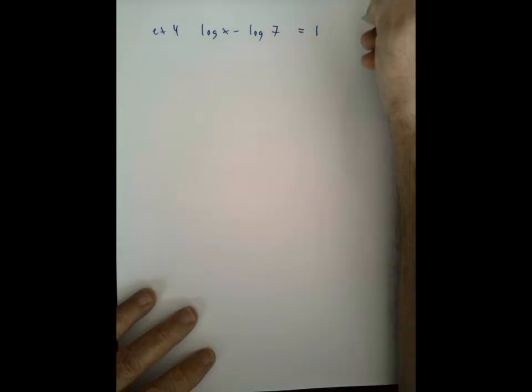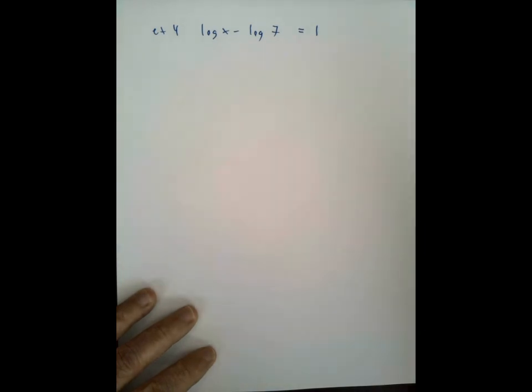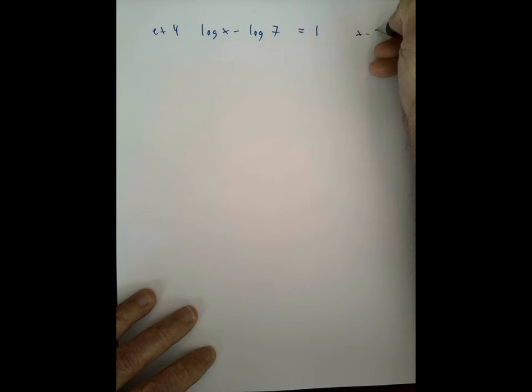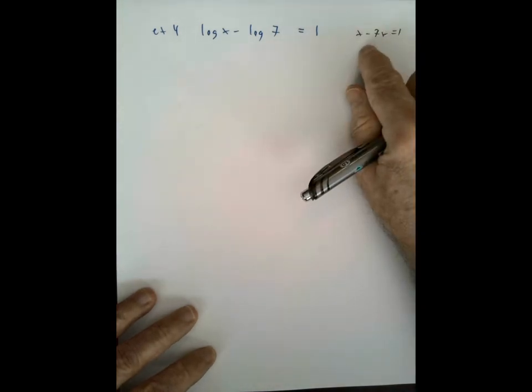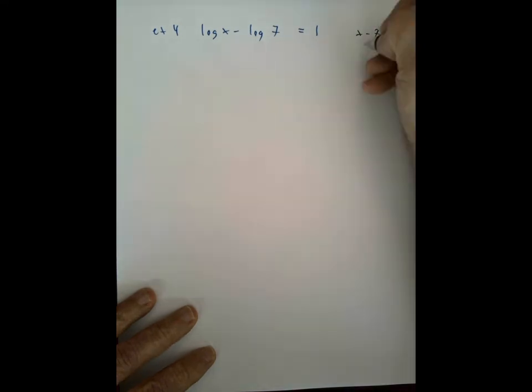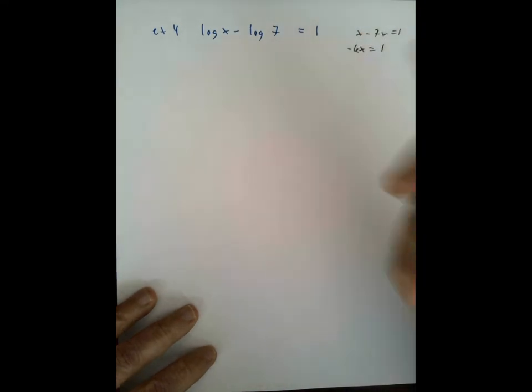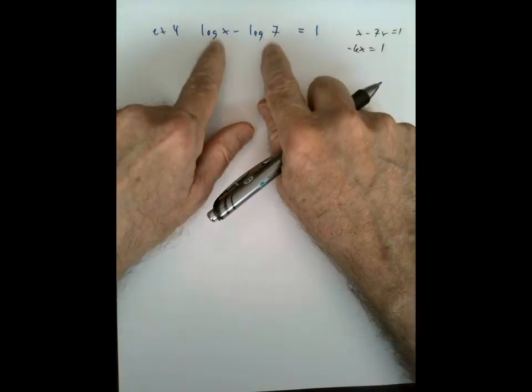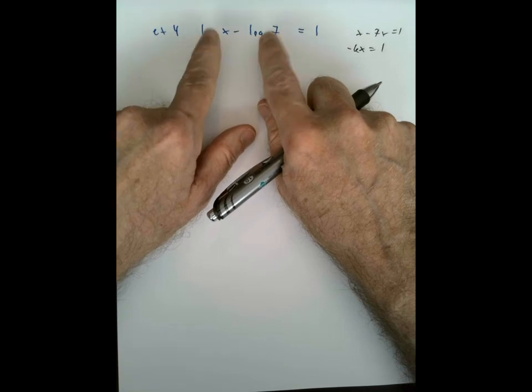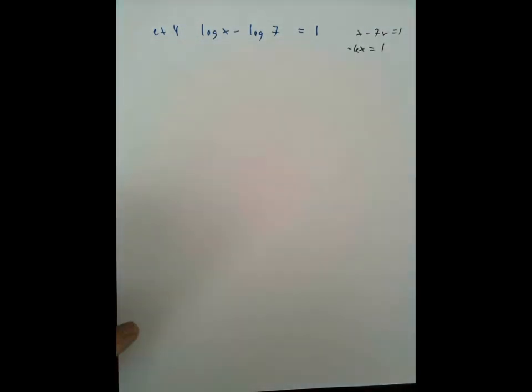if this were, say, a more conventional equation, say x minus 7x is equal to 1, what would we do? We'd combine like terms here and get negative 6x is equal to 1, and then we'd go ahead and divide by negative 6, right? Well, over here, we've got to do the same thing. We've got to combine like terms. We've got two log terms. Now, how do we combine like terms? Well, we use the rules of logarithms.